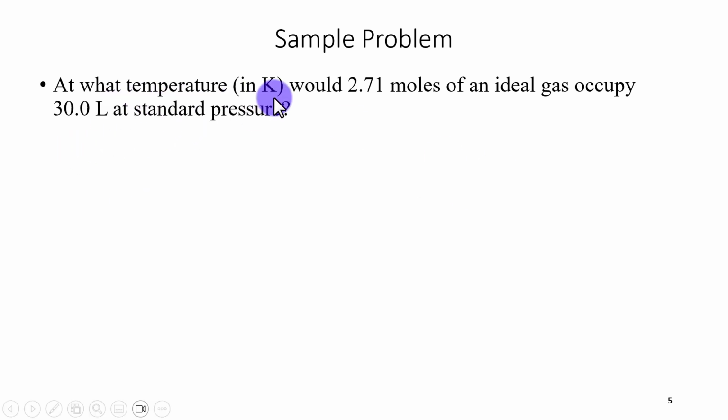And lastly, what would the temperature be in Kelvin when you have 2.71 moles of an ideal gas that occupies 30 liters, that's your volume, at standard pressure, which is 1 atmosphere. So 1 atmosphere pressure, 30 liters volume, 2.71 moles, and R is 0.0821 liter atmosphere per Kelvin mole. Figure out what the temperature is by using the ideal gas equation, P times V equals N times R times T.